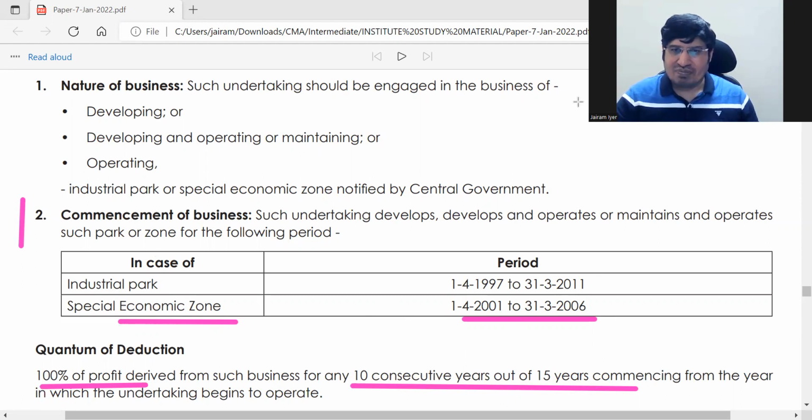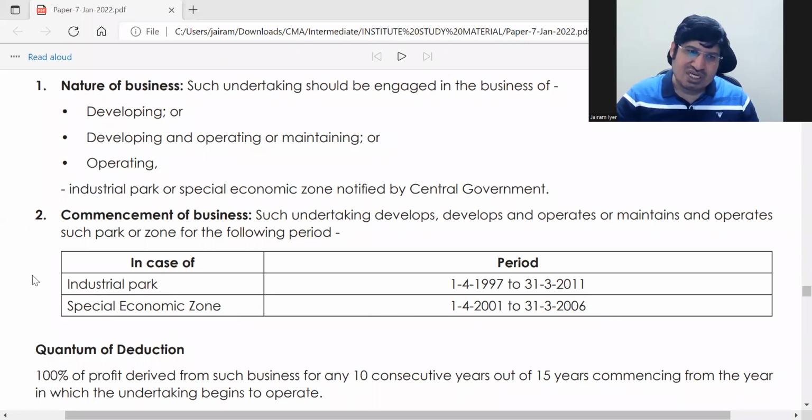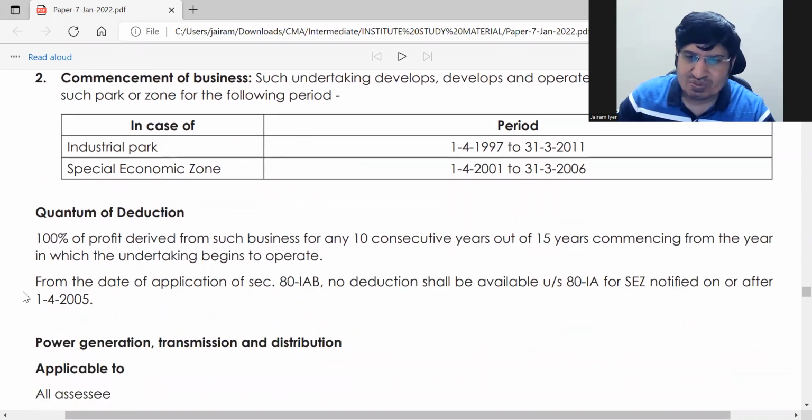And when you are doing this deduction and all, you don't need to write all sections and all that. If the question gives the section, then write it, otherwise don't write. Okay, so that is the point.